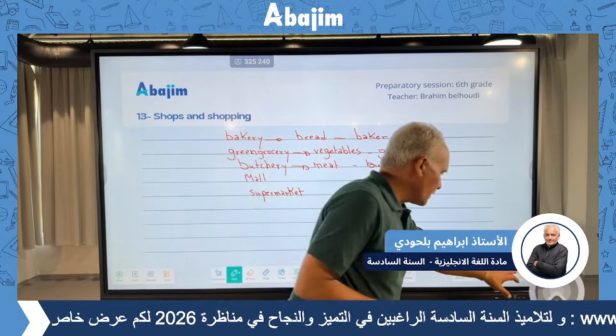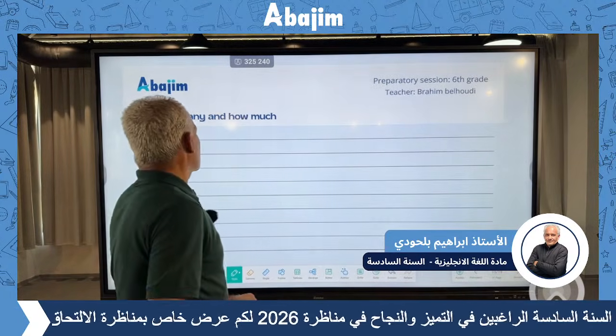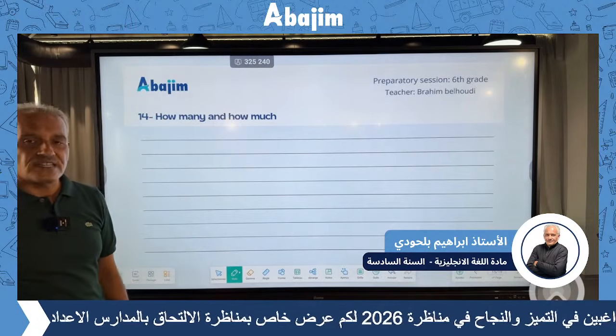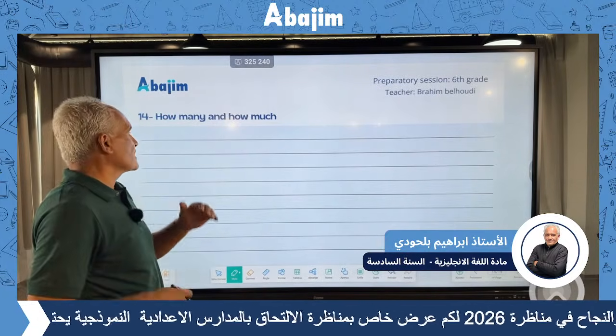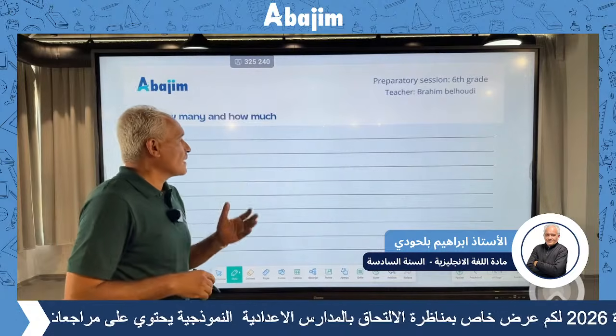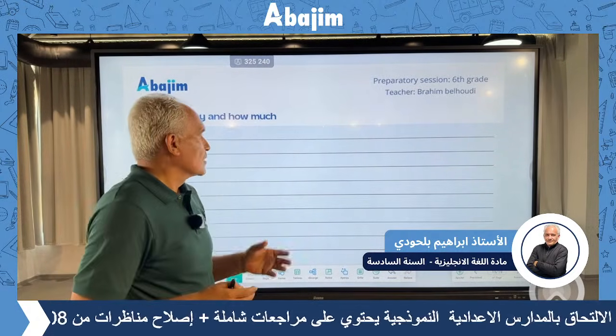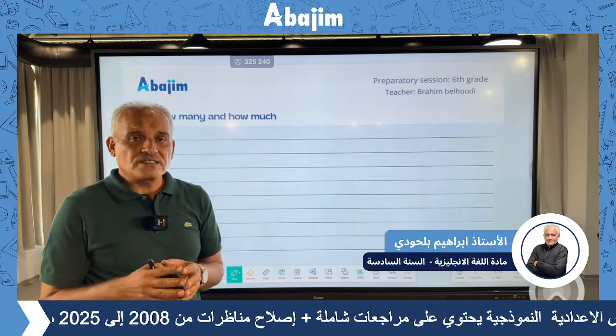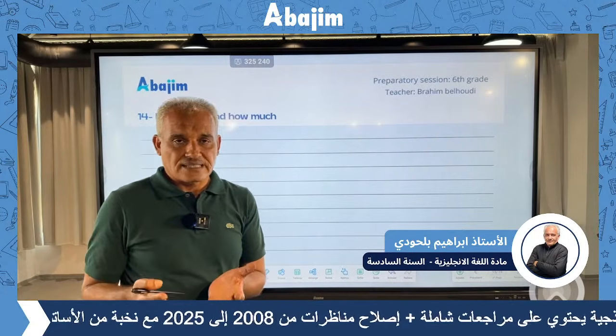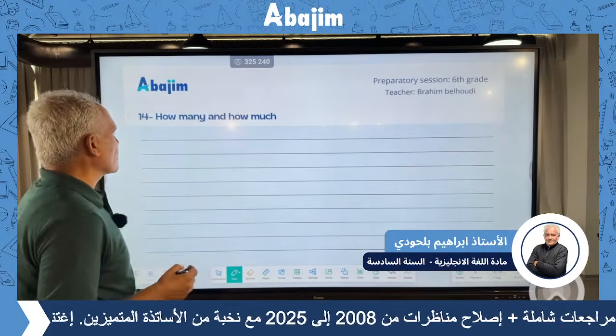I pass to the following heading, which is how many and how much. So we use these determiners, or quantifiers. Those describe nouns, to show the amount or the quantity or the number of things or persons. Now let's begin with how many.